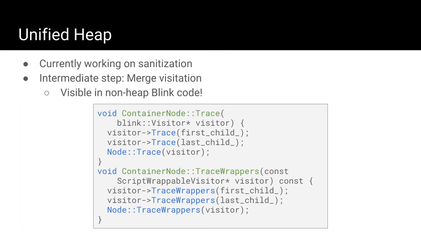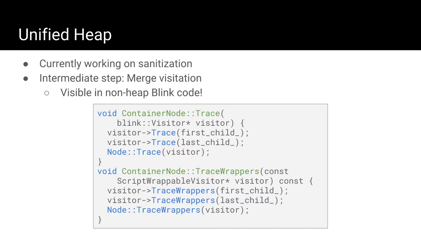And then finally, we can do this unified heap thingy where we schedule one big garbage collection. We are already working on it. We're currently sanitizing a lot of stuff on the heap where we, in the past, took shortcuts just to, I don't know, get it faster on microbenchmarks. We are sanitizing that a bit now. And as an intermediate step, we are already thinking of merging the visitation, which is actually visible in non-heap, non-platform Blink code.